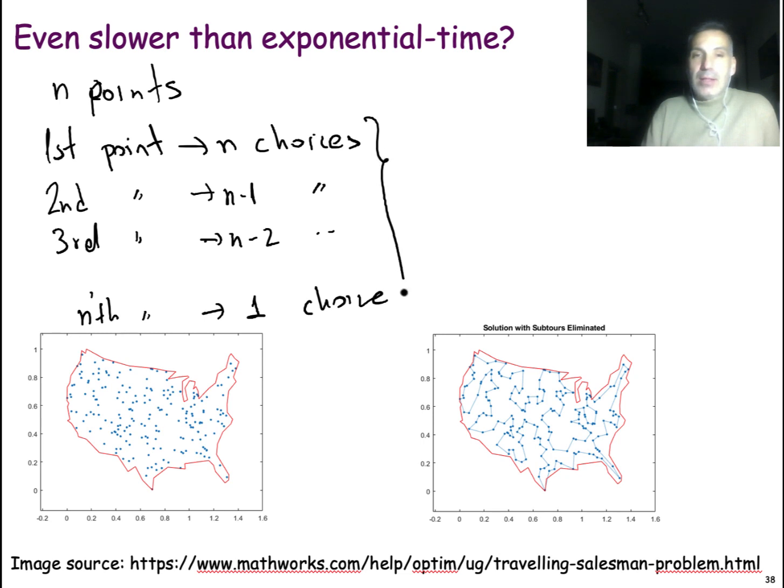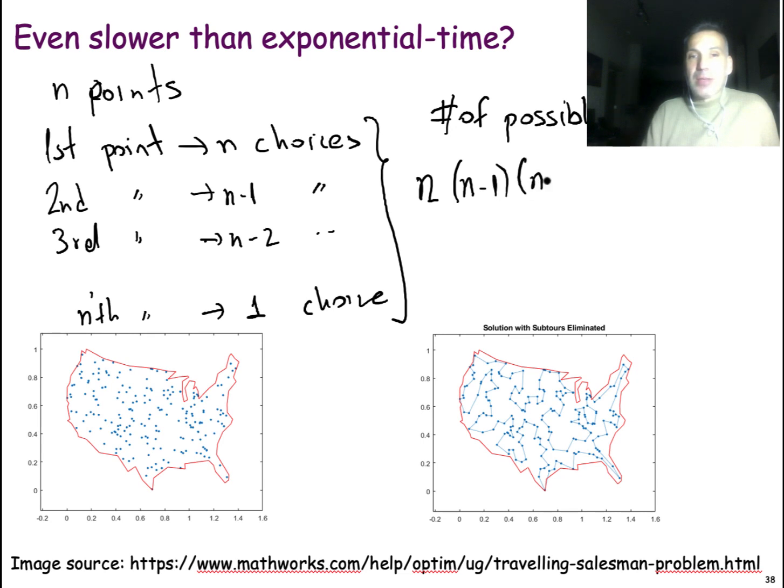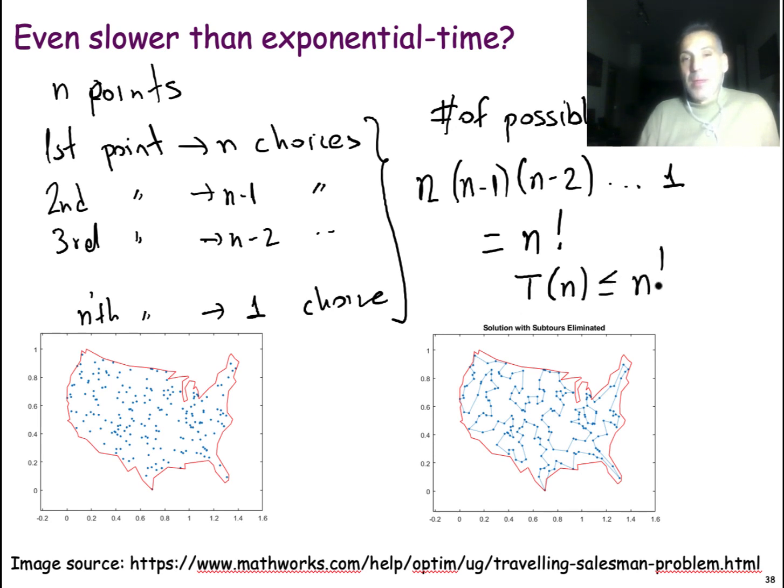So if we look at the total number of possible tours that we can create with these choices, the number of possible tours is n times n minus 1 times n minus 2 all the way to 1. This is what we call n factorial. So the running time of such an algorithm that enumerates all the possible tours would be upper bounded by n factorial times a constant.